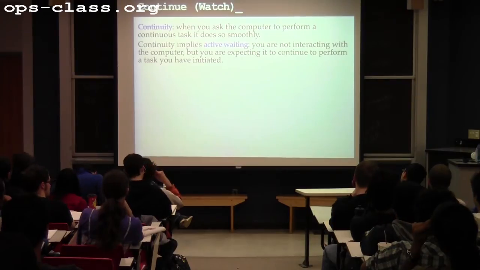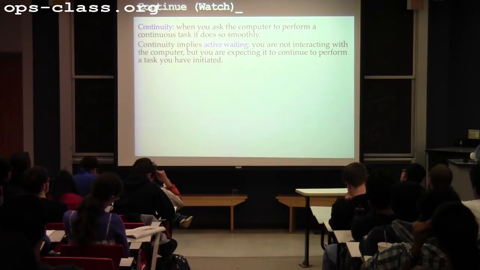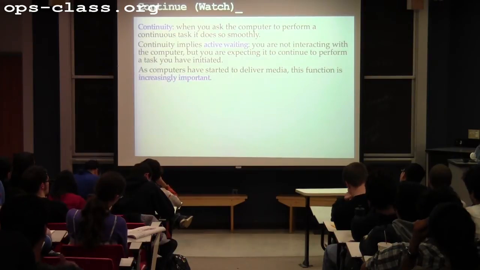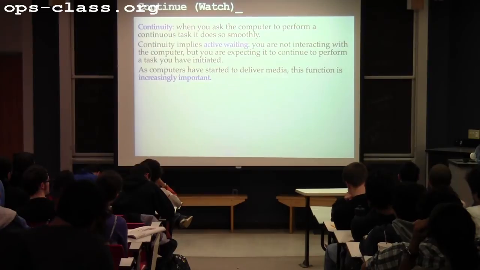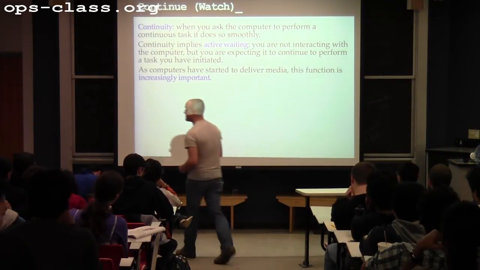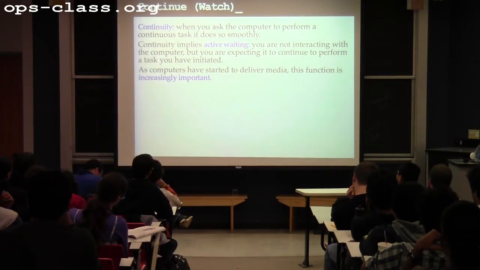So continuity is this idea of asking your computer to do some continuous task and to do it smoothly, right? And continuity implies this sort of active waiting where you are still expecting something from the computer without interacting with it. So you start a video and you expect that video to play for 5 minutes, or several hours, with you watching it. And as computers have started to replace television and audio and have served as delivery vehicles for all sorts of different content, this has become increasingly important, right?